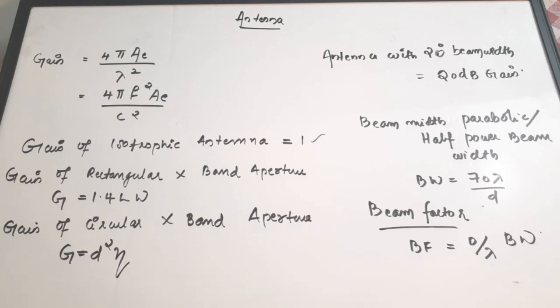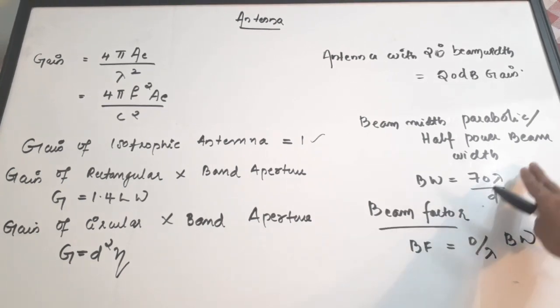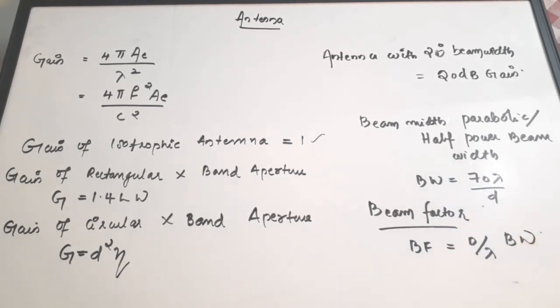Next, if the question is to find the beam factor of an antenna, then beam factor is equal to D by lambda into beam width, where D is the diameter and lambda is the wavelength. So this is the equation for finding the beam factor, and the previous one is the equation for finding the half power beam width.